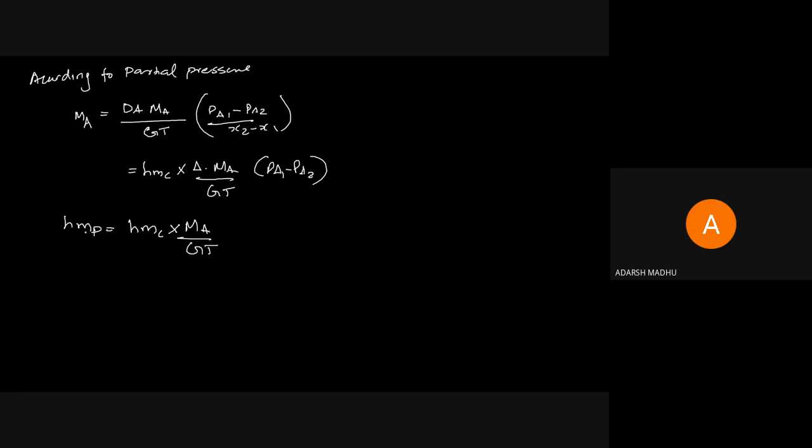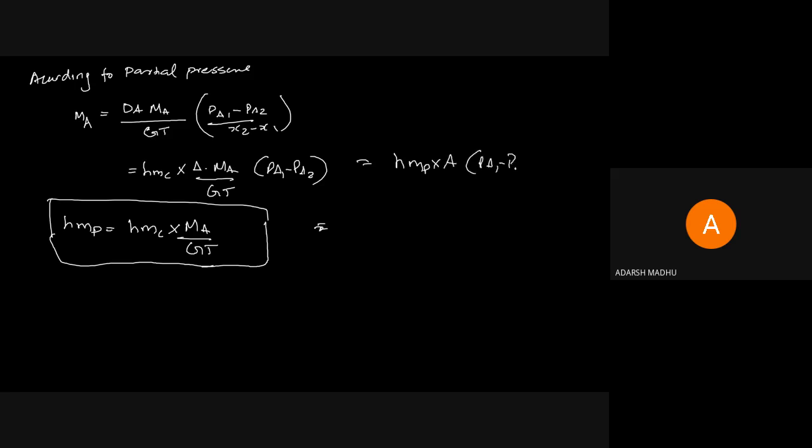HMP value. HMP value means related to partial pressure. HMC is related to concentration. Simply move MA by GT, M into A by GT. So you can write this equation according to partial pressure. This equation can be written as HMP into area into PA1 minus PA2.